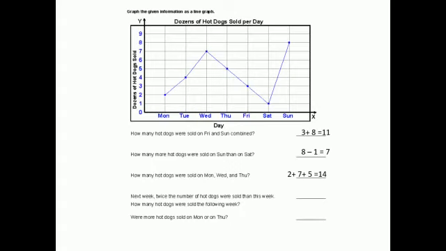Next week, twice the number of hot dogs were sold than this week. How many hot dogs were sold the following week? That means you have to find the total number of hot dogs in this week, Monday to Saturday. When you add, you will get the number, and you have to take the double. We got 30 as the total, so that means 60. Were more hot dogs sold on Monday or on Thursday? Of course it's Thursday. So we will go for the next one.